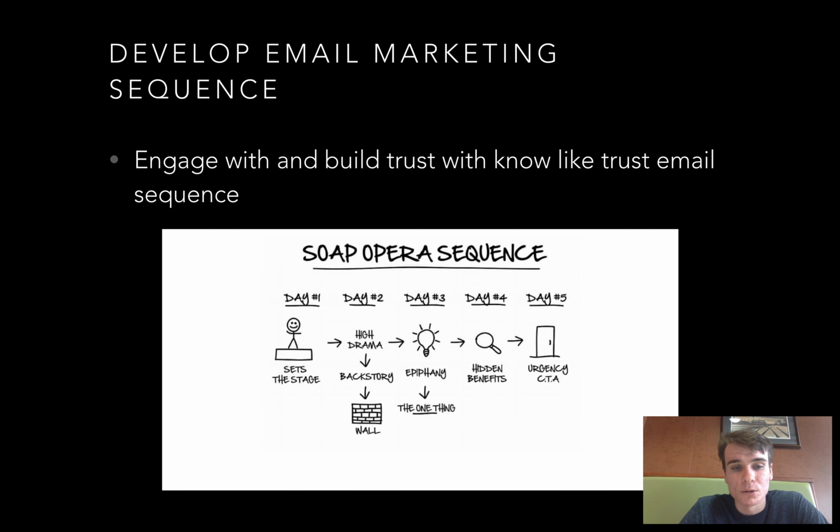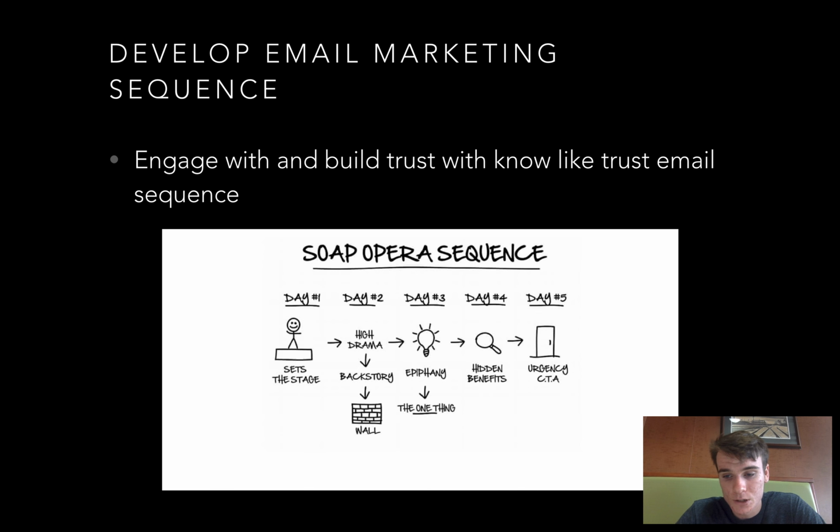And the next thing is we're going to develop an email marketing sequence. Once you have that email, you need to do something with it and utilize it. A great way is to create an email sequence. In this case, it's a know, like, trust sequence. It does just what it says. It gets them to know you and your brand, it gets them to like you, and it gets them to trust you.